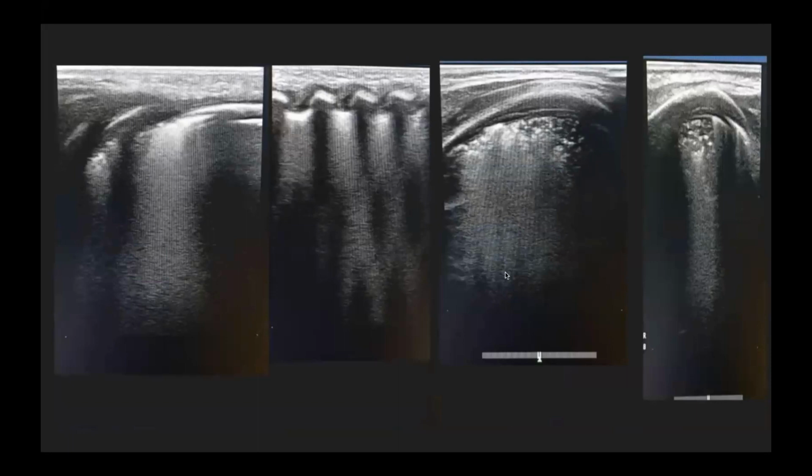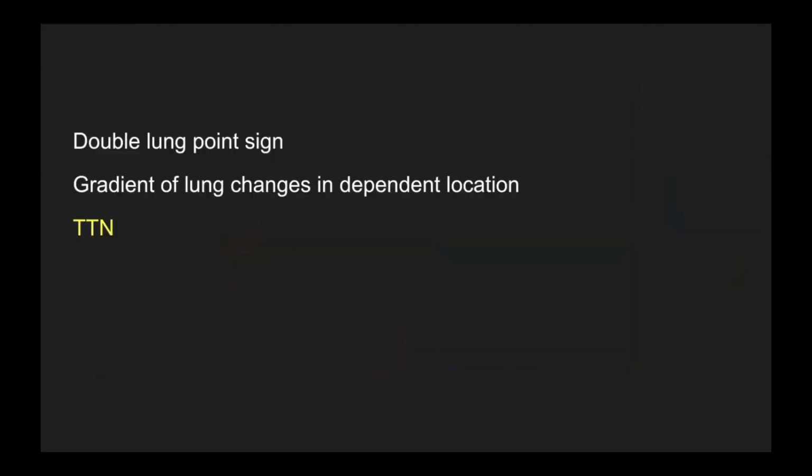So to sum up, whatever the imaging findings were, they were inhomogeneous, more prominent in the caudal part of the lung and the posterior part, that is, the dependent part of the lung. The upper part of the lung had a normal appearance, while the lower and posterior, dependent parts had features of fluid overload. This appearance is called the double lung point sign, and this gradient of lung changes in the dependent location, both of them favor a diagnosis of transient tachypnea of the newborn.